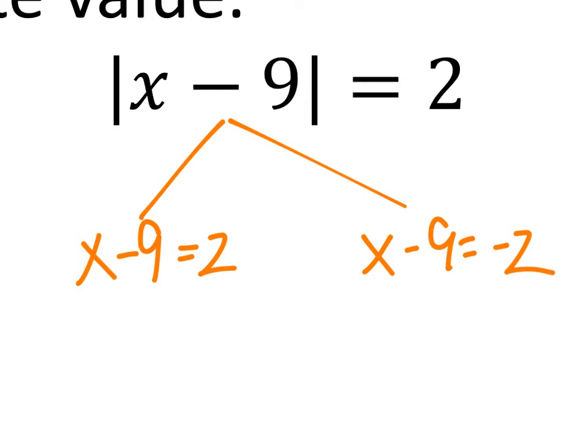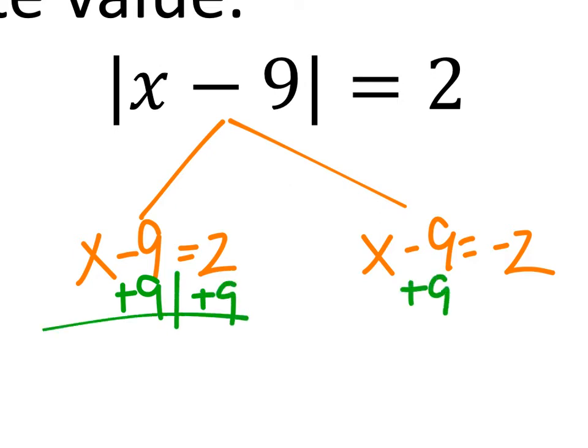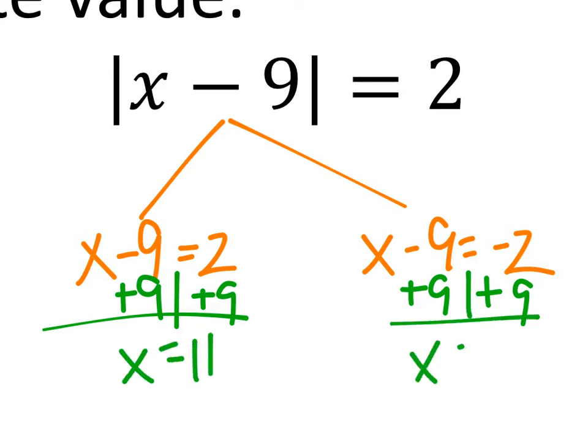And it seems like we've seen this before. We're just going to add 9 to both sides of both equations, which speeds it up a little bit. And then we get x equals 11, but also x equals 7. And again, going back to x's being solutions, it needs to make the original equation true. That's what a solution to an equation is.